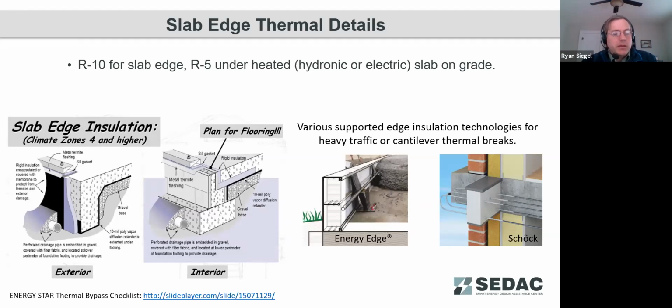For slab edge insulation, we do encounter this in several locations around the state of Illinois. In particular, if you have a heated slab, make sure you're insulating all the way underneath that heated slab. We're making sure that we do have the insulation for the slab edge. It could be done in several different ways. On the left here is shown using insulation on the exterior of the slab. The next illustration is showing insulation on the inside of the wall, going for a floating slab type of approach.